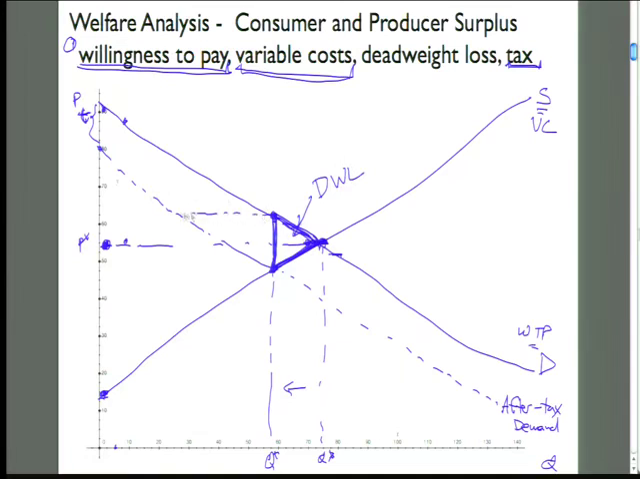And then consumer surplus is going to be decreased by a rectangle, and producer surplus is going to be decreased by a rectangle. Okay, so this rectangle is loss in consumer surplus. This rectangle is loss in producer surplus. Here's the new producer surplus. Here's the new consumer surplus. So some welfare loss goes to each the producer and the consumer.